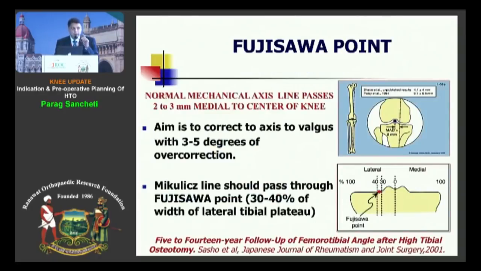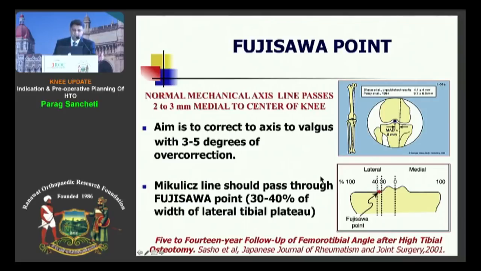There are two more points which I would like to tell you about. That is the Fujisawa point. This is a point which, when you overcorrect, your new mechanical axis should pass through. You divide the lateral compartment from 0 to 100, and this point is between 30 to 40% of the lateral condyle of your tibia. So this is where your new axis should always pass.